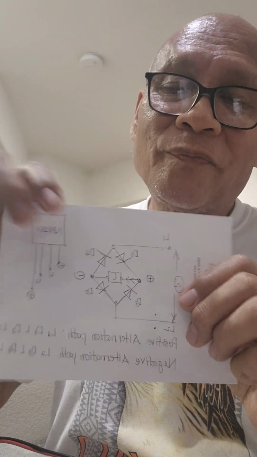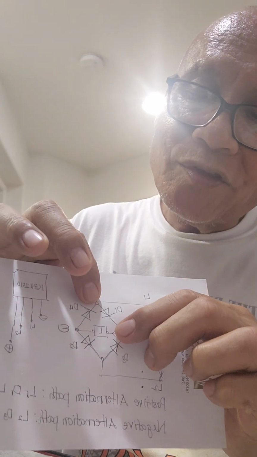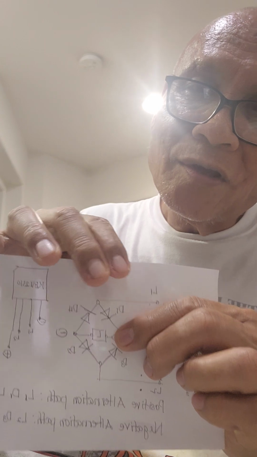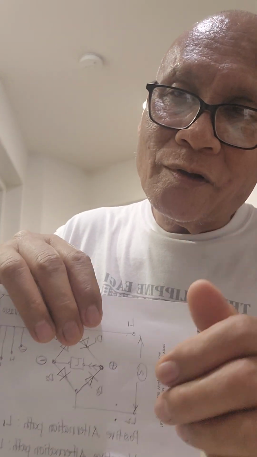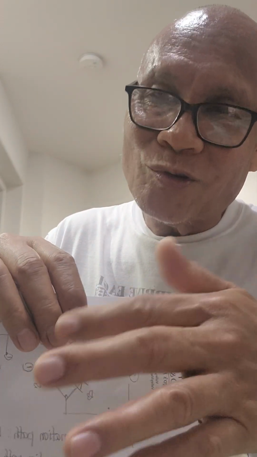If you notice, for both the positive and negative alternation, the current always enters at the positive terminal, then goes through the load, then back to the negative terminal, like here. So there are two arrows here. The first arrow is the positive alternation current. The second arrow is the negative alternation current. For both alternations, the current passes through the load in only one direction. That's why we could say that the current passing through the load is direct current.